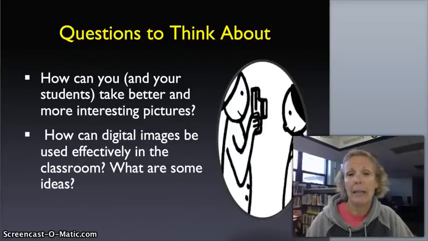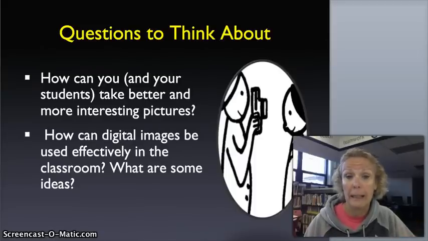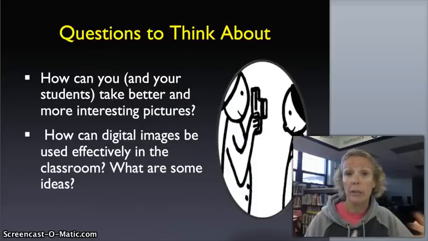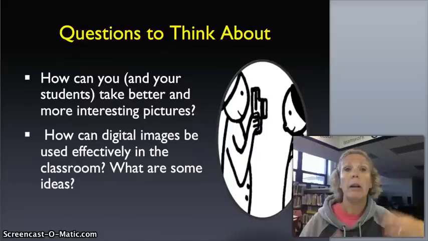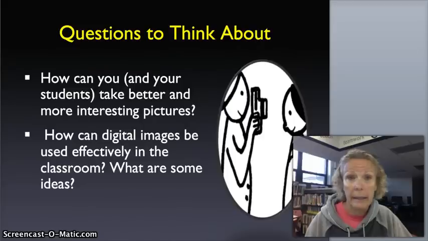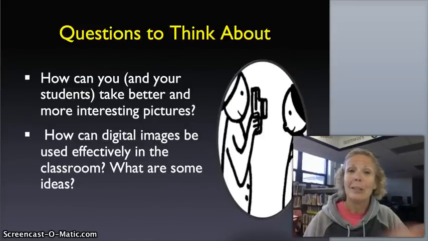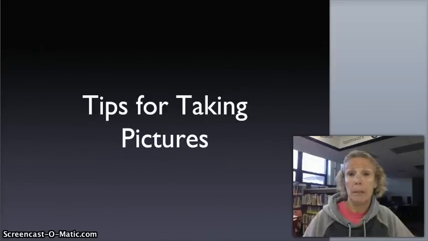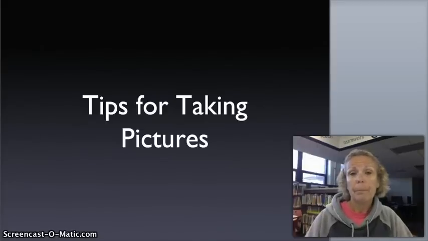The second question here is more rhetorical for the time being, and that is, how can digital images be used effectively in the classroom? And what are some ideas that you have? We're going to do this activity in lab this week, but how can we build and think about, how can we use digital images in social studies, in science, in math, in literacy? Endless amount of ideas.